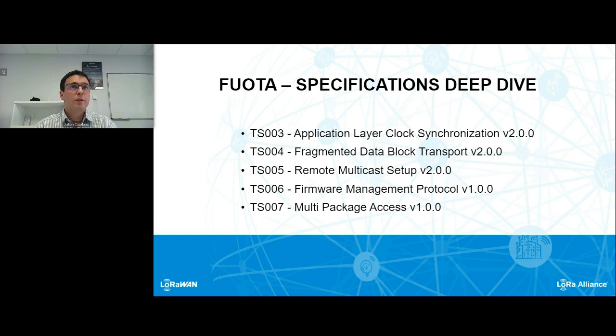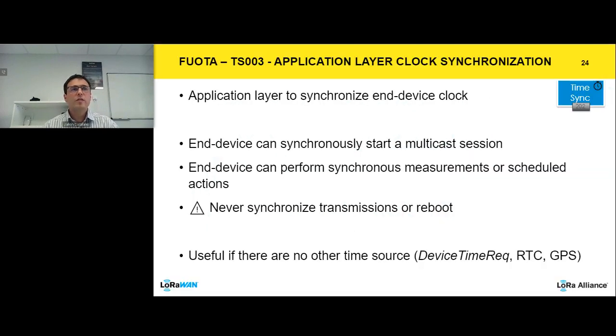Okay, so let's start with the first one, the application layer clock synchronization. This is a simple one, so I will take this opportunity to explain a bit in detail how all of them work. Every single specification we will be talking about today is an application layer specification, meaning that they rely on the LoRaWAN link layer, but they do not need anything from the link layer except that it's there.